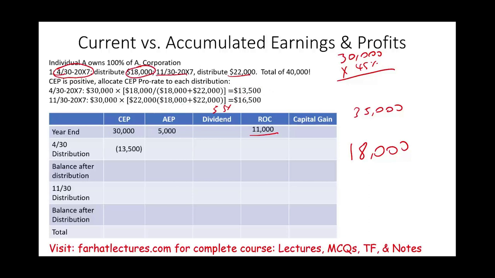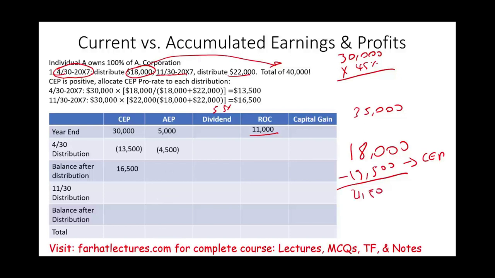So how do we know how much of that is from CEP? Well, we use the pro rata. 18 out of the total 40 is 45%. We assume 45% comes out of CEP. If 13,500 of the 18,000 came out of CEP, where's the remainder coming from? If we have AEP, it's going to come out of AEP. We have 4,500 remaining, and that's going to come out of AEP. Now, the balance in CEP is 16,500. The balance in AEP is 500.